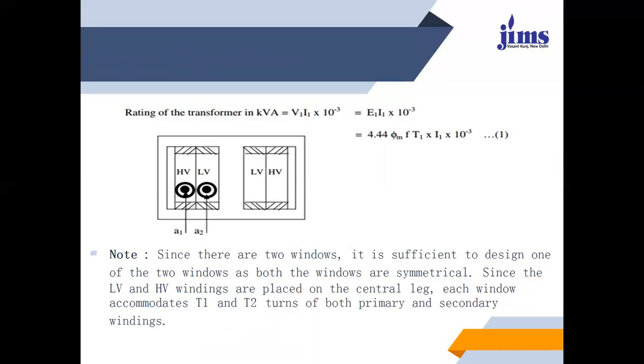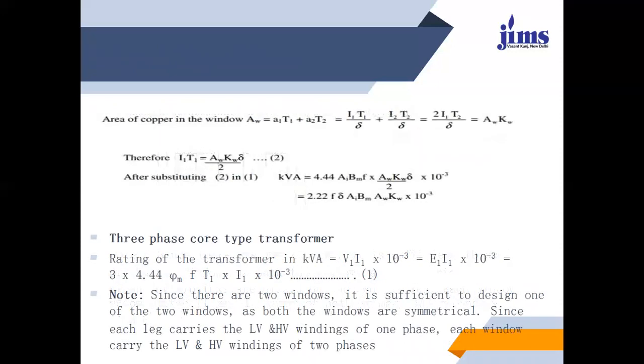Since the LV and HV windings are placed on the central leg, each window accommodates T1 and T2 turns of both the primary and the secondary windings. The area of copper in the window we can calculate by this, and we get this equation.